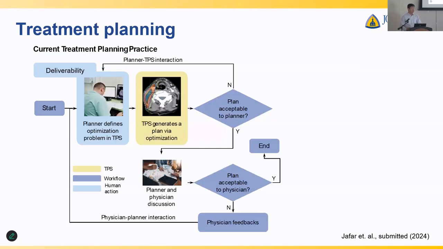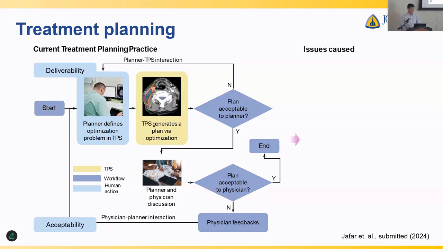The second, once we have a plan done, the planner will verify it with the physician, because the physician is ultimately the one who orders and says whether this plan is good or not. And that's where the physician and planner interaction comes from. Then they will talk and exchange ideas. If something needs to be improved, the physician tells the planner to go back and make changes. This addresses the acceptability component.